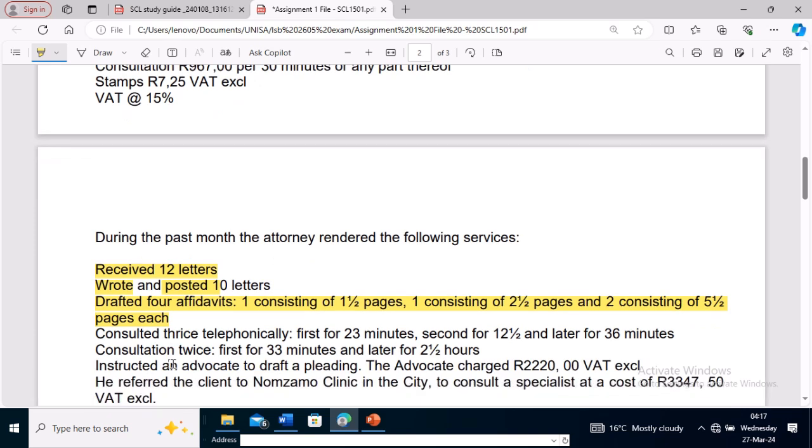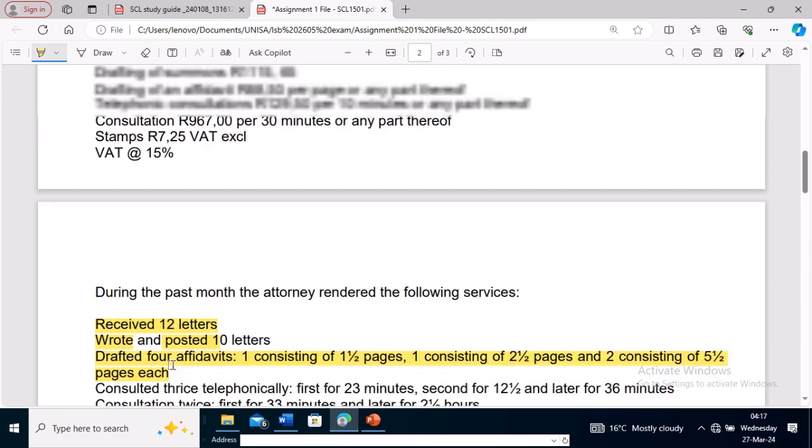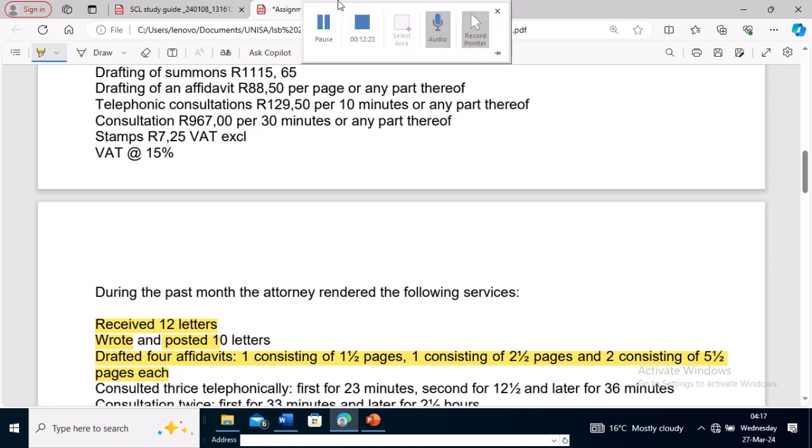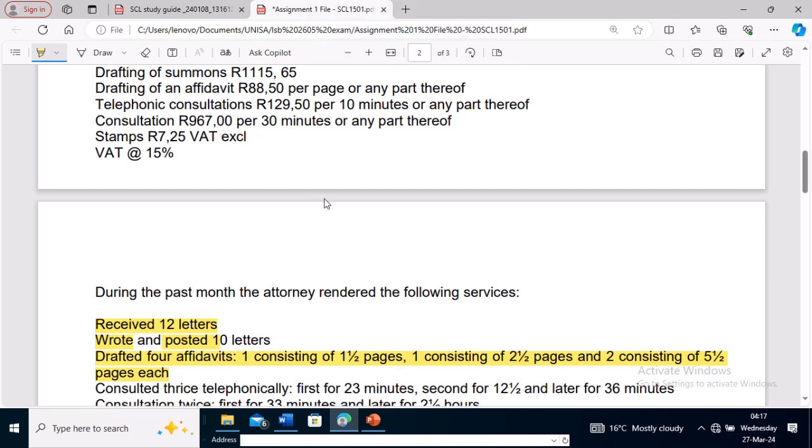Consulted thrice. Thrice means 3 times, telephonically. Then we check telephonically. They state that telephonically it is 129 rand 50 cent per 10 minutes. So which means that per 10 minutes they will charge you 129 rand 50 cent. So we are going to check the first one. The first one is 23 minutes.